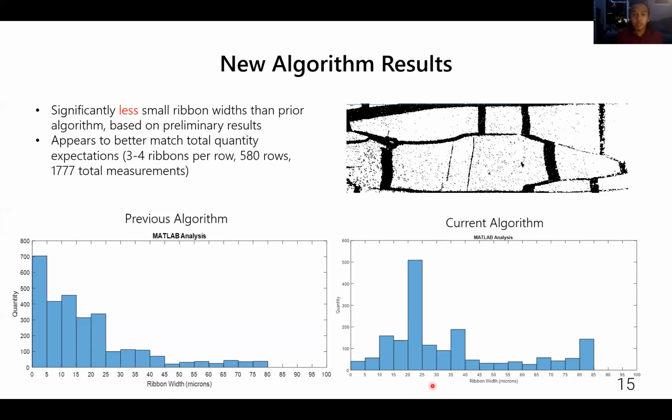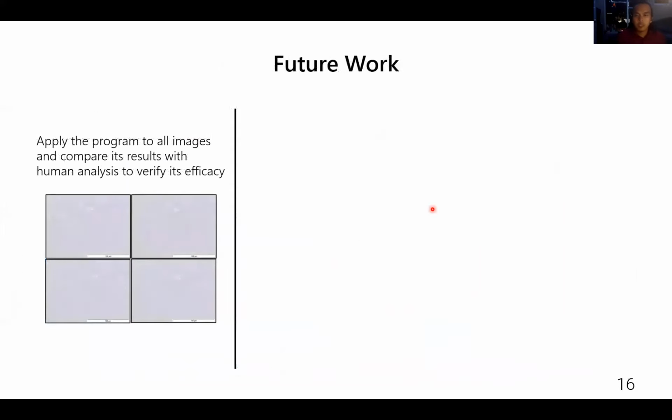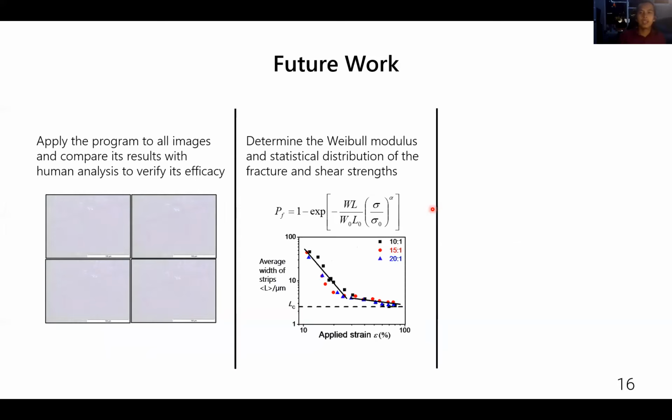So we feel very good about that, especially the number of measurements alone actually stands out. Here there were a lot more measurements than there should have been, and here there were only about as many measurements as like 3 to 4 ribbons per row and how many pixels there were. So as far as the future plans go, I will be applying this program to all of the images and doing the same overall width versus strain plot, and then we'll verify the efficacy with a human analysis.